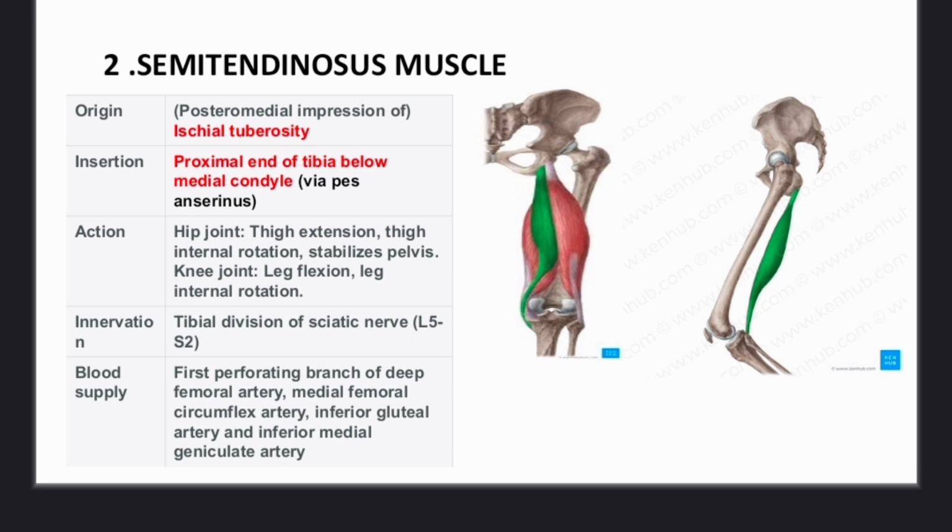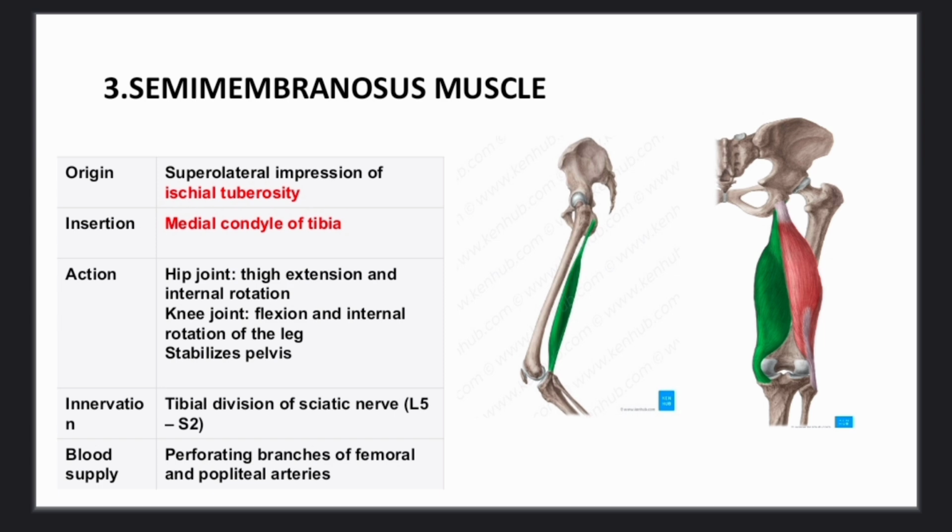Innervation is by the tibial division of the sciatic nerve. Blood supply is mainly from the inferior gluteal artery and also the medial circumflex femoral artery. This muscle is a long cord-like muscle located on the medial side of the posterior thigh. Remember. Third muscle is the semimembranosus muscle.